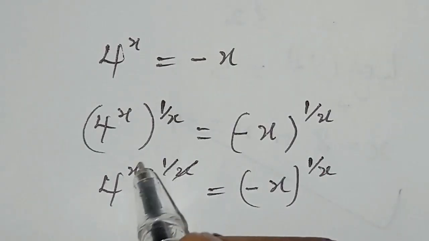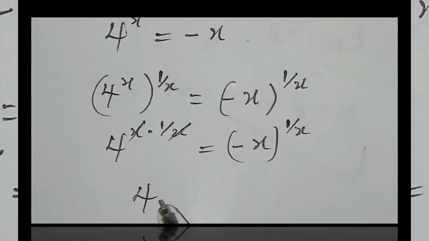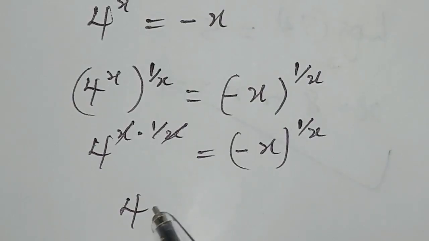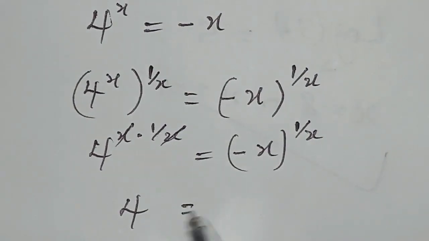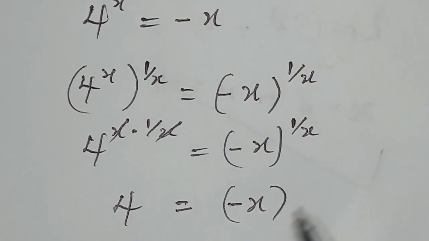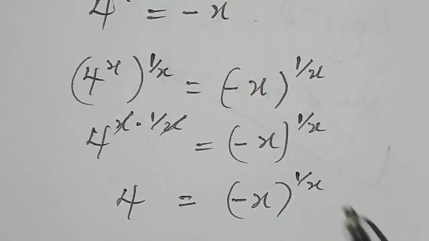Then we can cancel out this x, and for the left hand side we have 4 to the power of 1, which implies 4, and this also gives us minus x to the power of 1 over x.